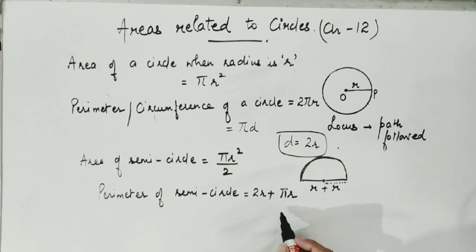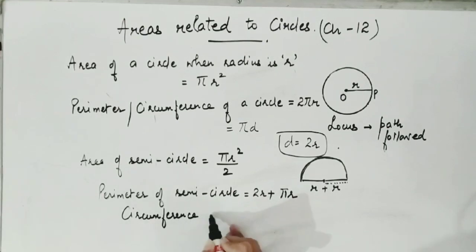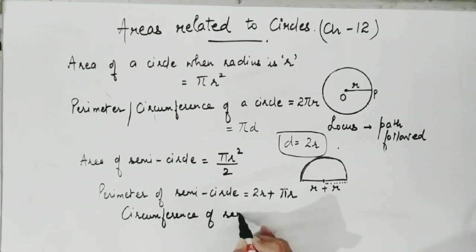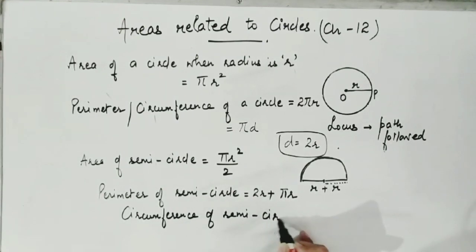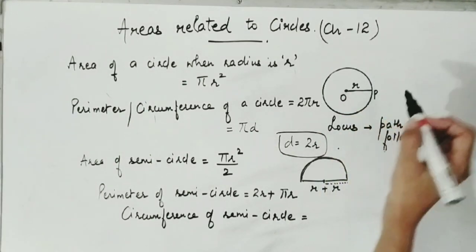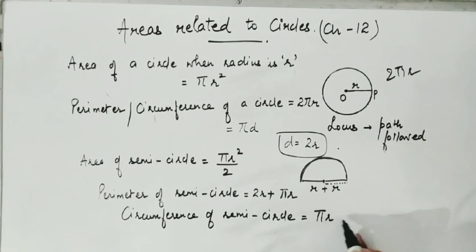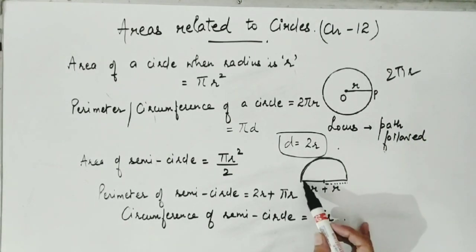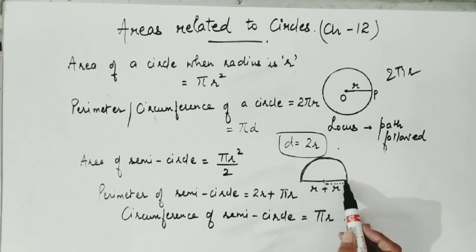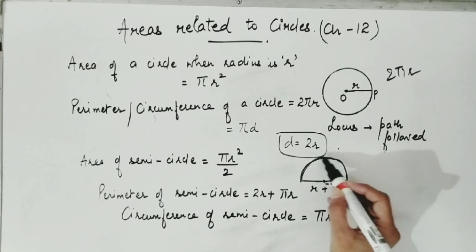And what would be circumference? If I ask you what is circumference of a semicircle? If circumference of circle is 2 pi r, for semicircle it would be just pi r. You don't have to add these two radii, because perimeter means we are checking the complete boundary.